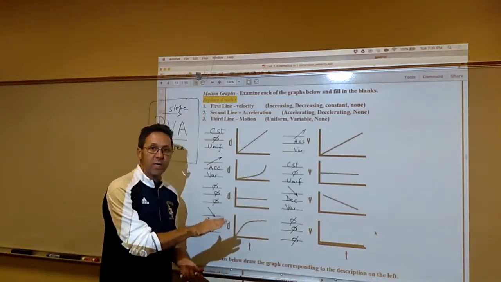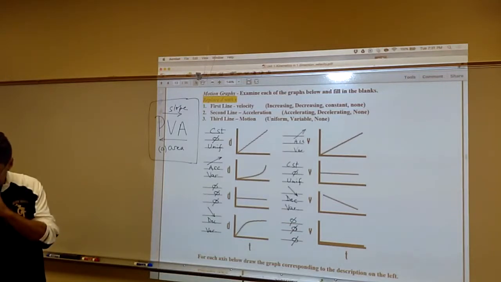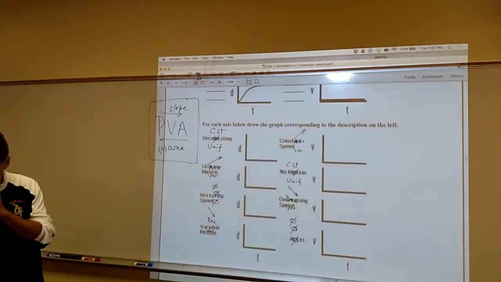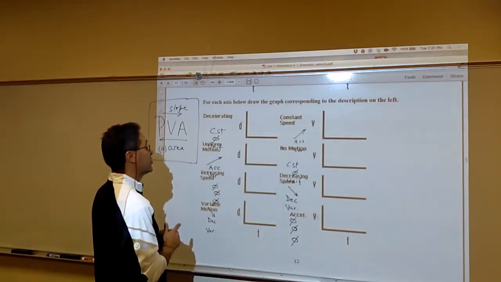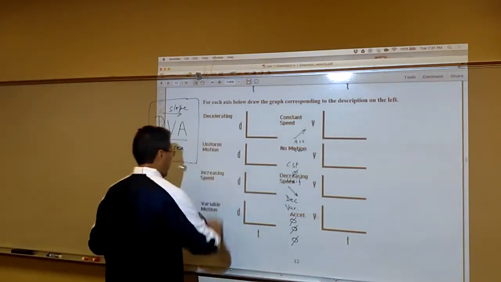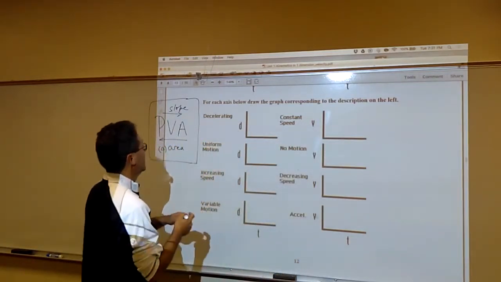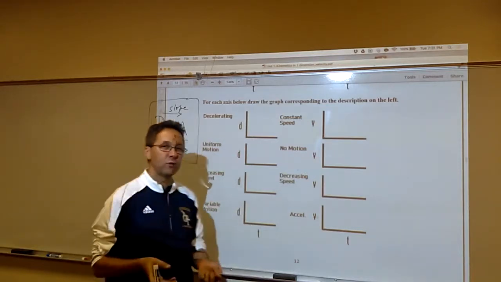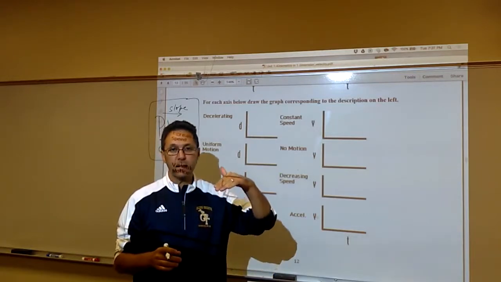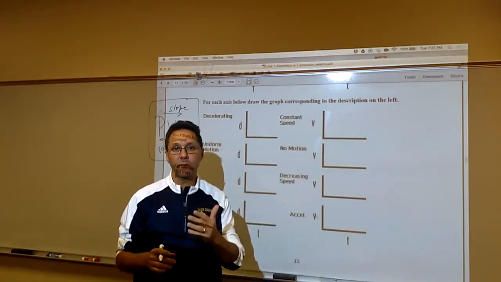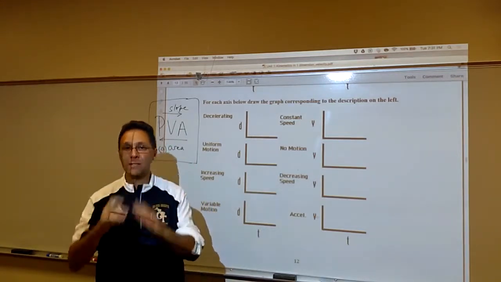Now, we're going to look at the bottom part of this page, and we're going to answer the questions. So it says, for each of the axes below, draw the graph corresponding to the description on the left. We might have more than one answer for these problems. It says decelerated. So all I have to do is show something that has less and less of a slope in time. As the time passes, the slope in the position time gets less.